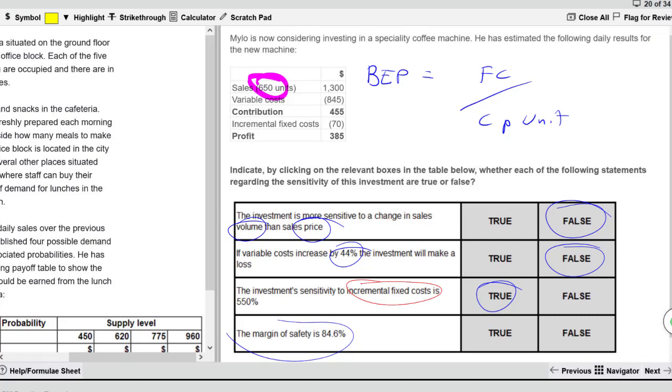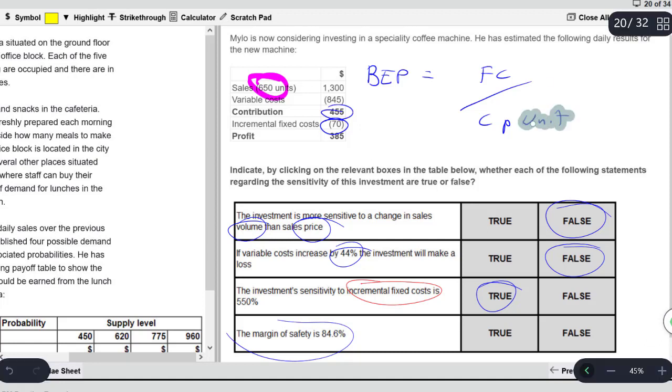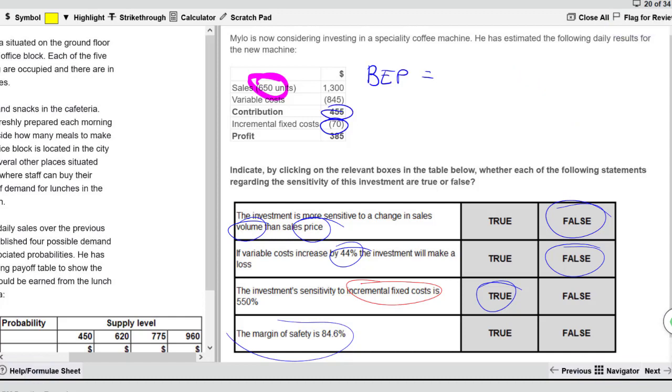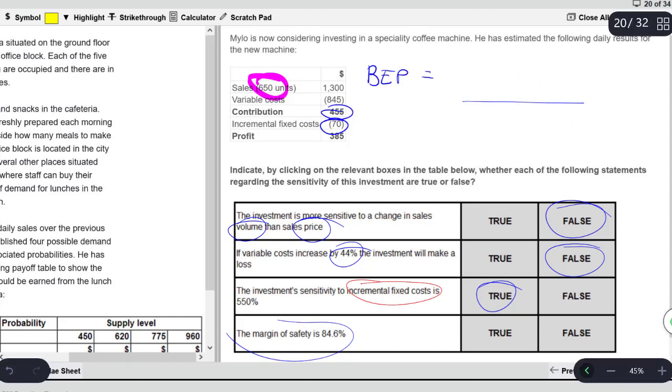And let's do that. Do we have the fixed costs? Yes, we do. The incremental fixed costs? Sure, we do. Could we get the contribution per unit? Sure, we could. We could divide the 455 by 650. So that's the math that we'll need. My incremental fixed costs are $70. My contribution per unit would be the 455 divided by 650. And that comes to 100 units.